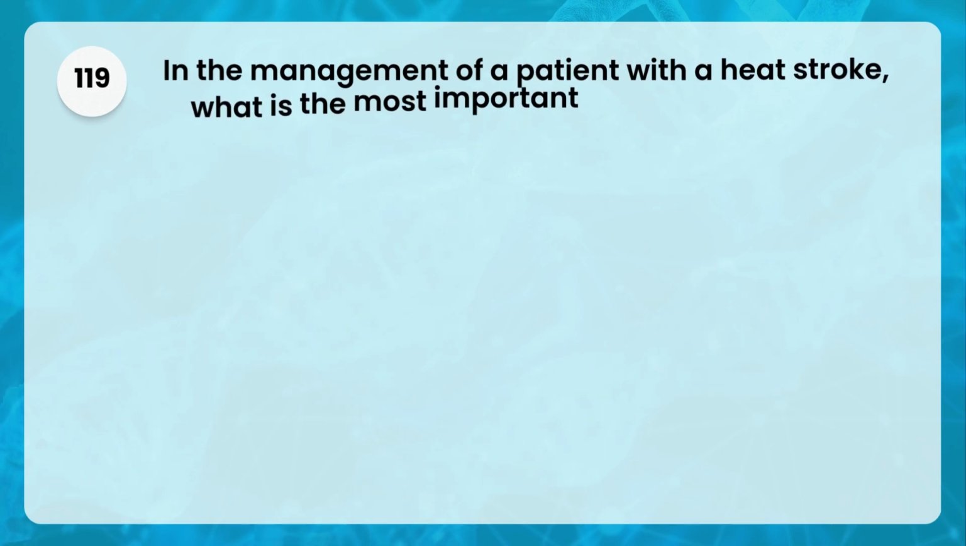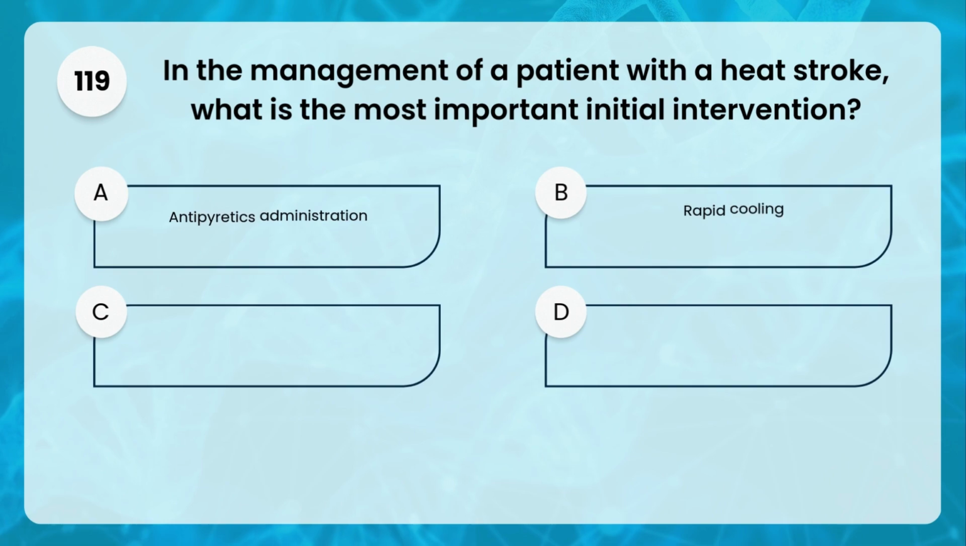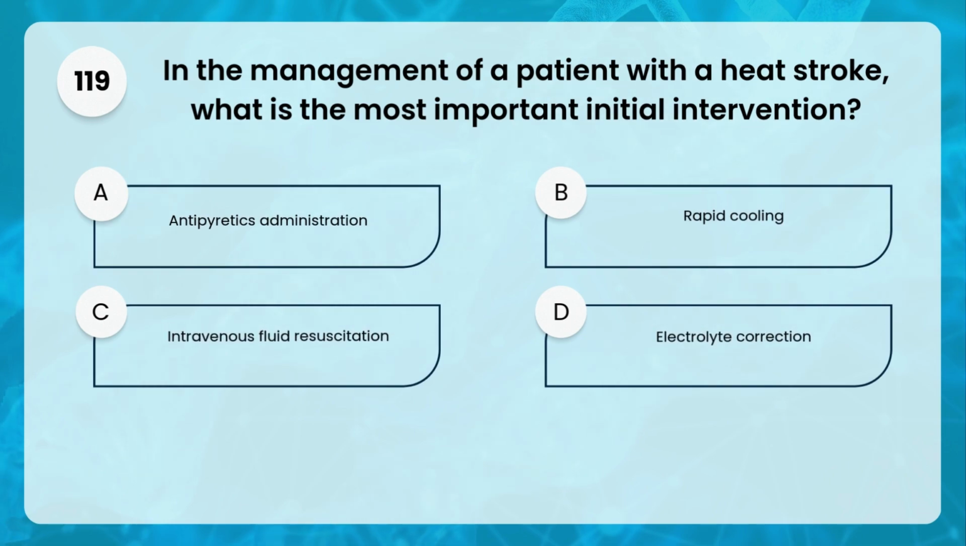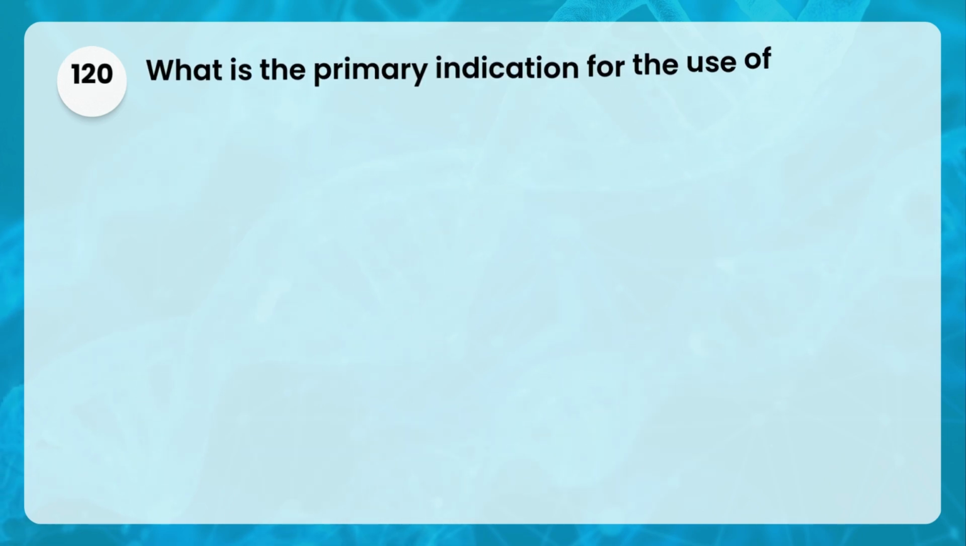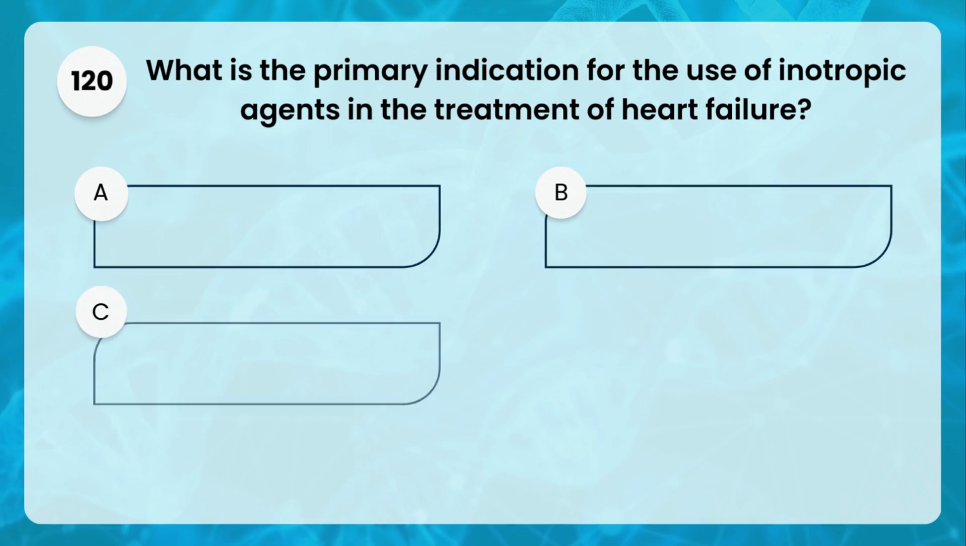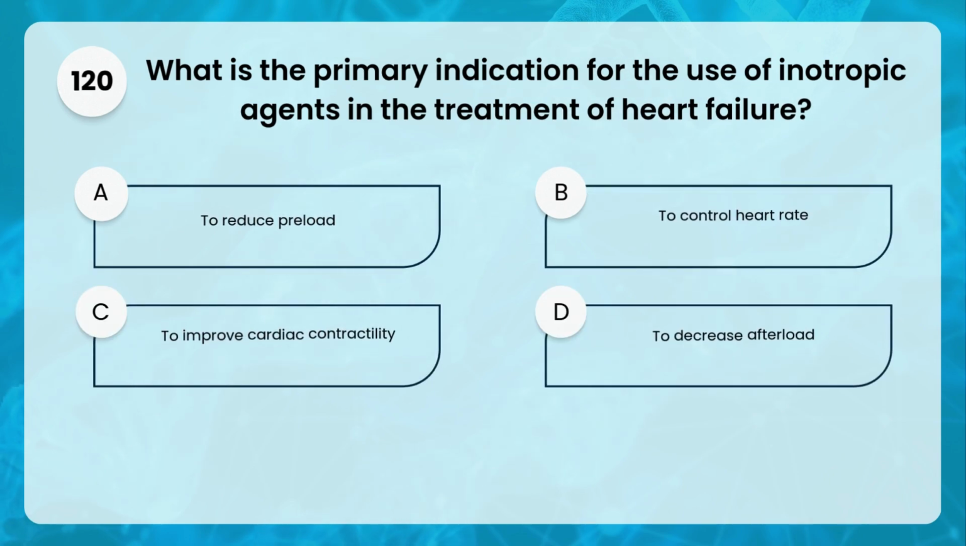119. In the management of a patient with a heat stroke, what is the most important initial intervention? A. Antipyretics administration. B. Rapid cooling. C. Intravenous fluid resuscitation. Or D. Electrolyte correction. The answer is B. Rapid cooling.